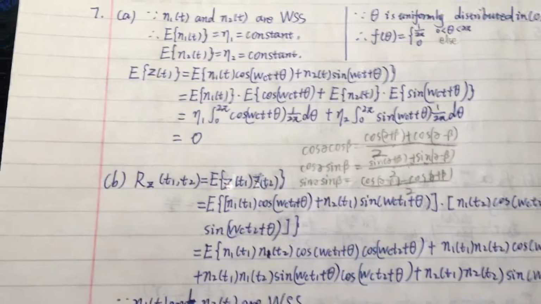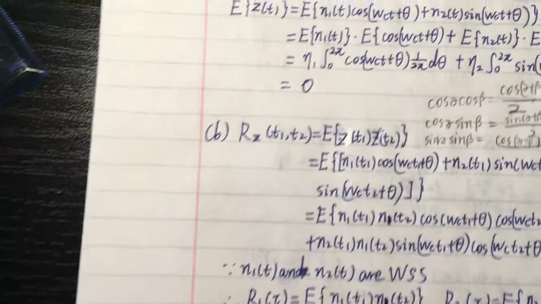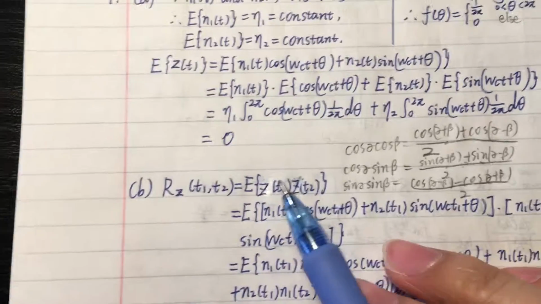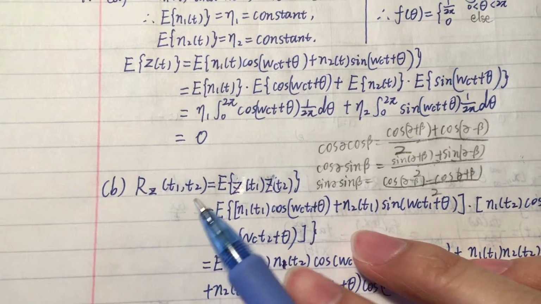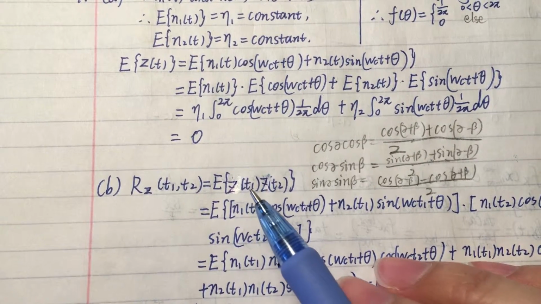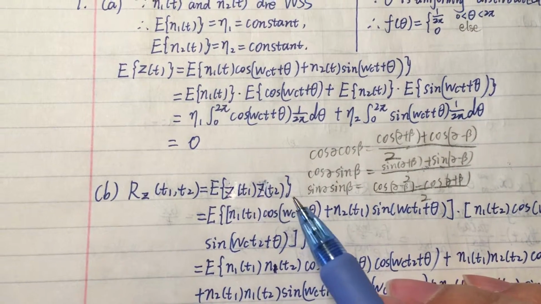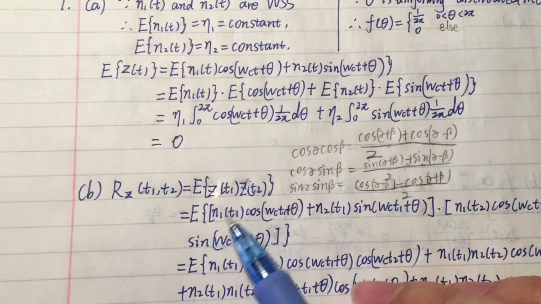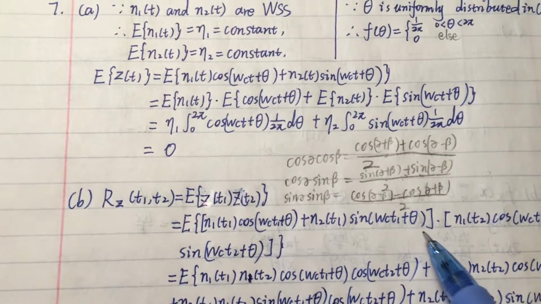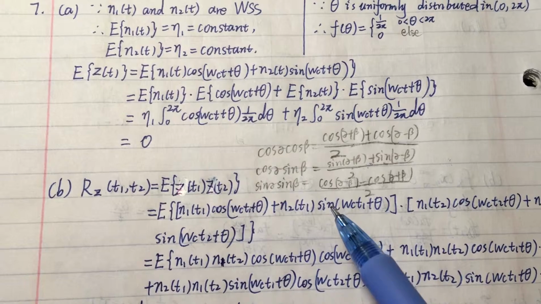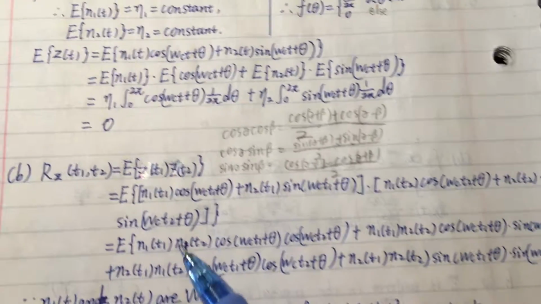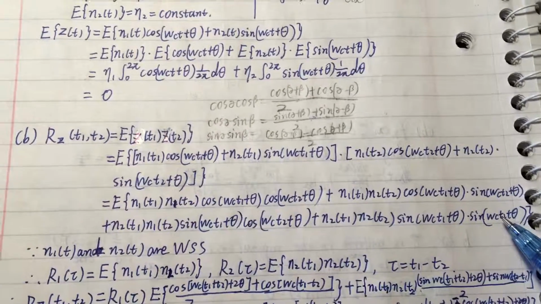And let's begin the second problem, finding the RZ. We know that RZ(t1, t2) equals the mean of Z(t1) times Z(t2), and we can get this equation by the expression of Z(t). So we can use the distribution, and we can get these long equations.